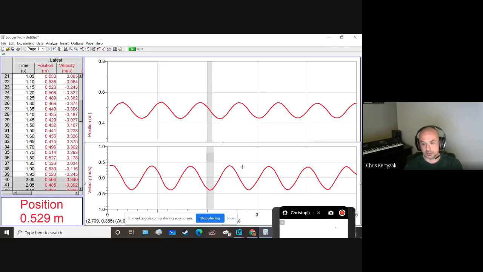Went over all the relationships there, stepped you through some virtual experiments using my simulators. Also collected some real data with my motion sensor, which is still on the screen here.